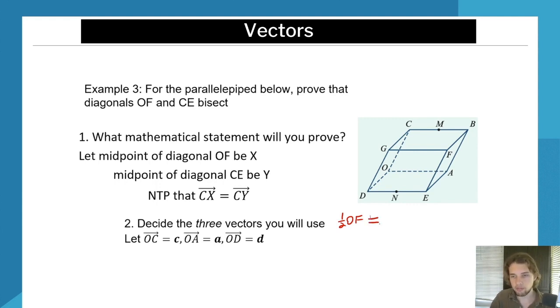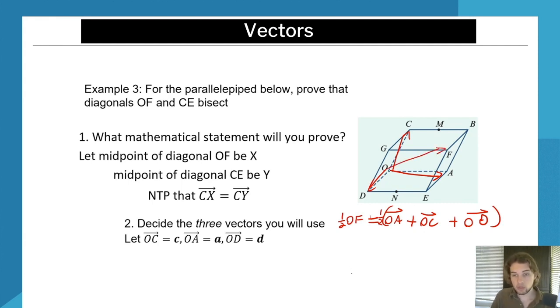Halfway of O to F is equal to half of O to A, put all that in brackets, plus O to C, plus O to D. So what that means is we went this much this way, this much this way, and that much this way, and that ends up creating a line that goes from O to F.